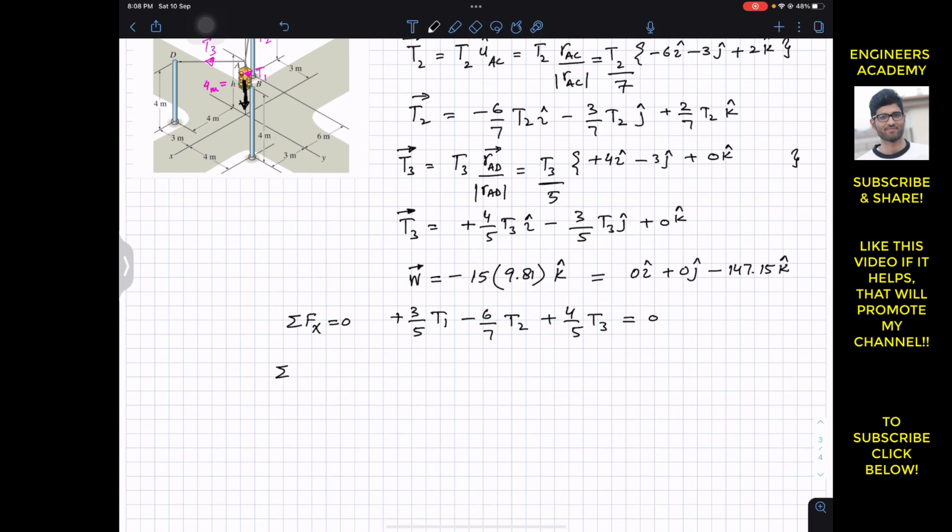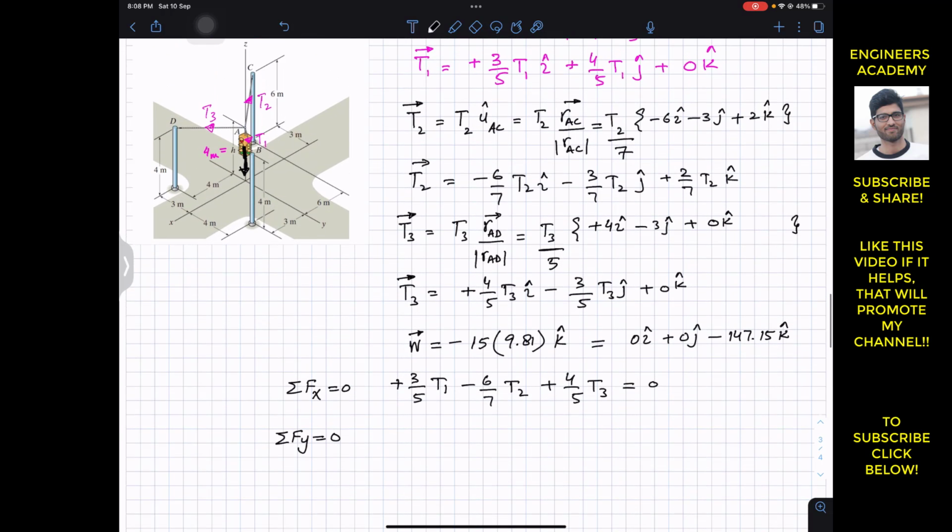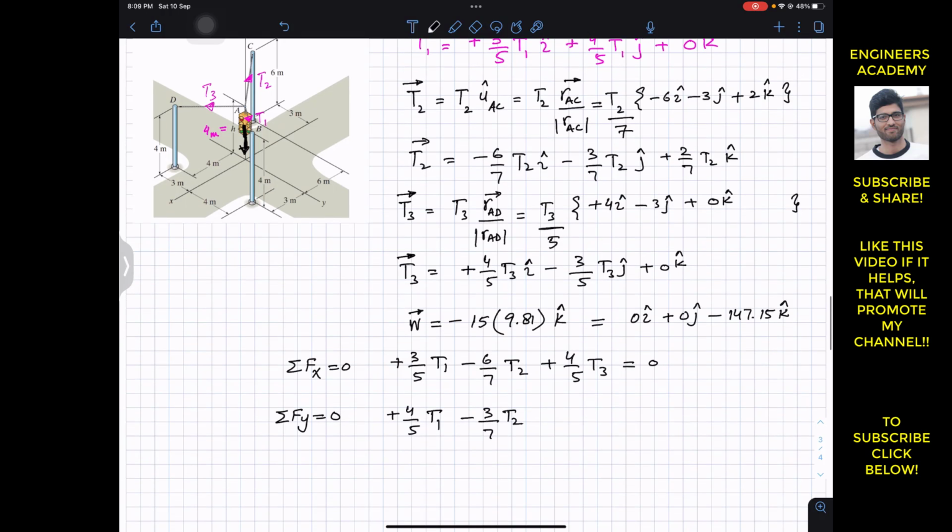Similarly, we have to apply the summation of forces along y equals 0. So now we have to add up all the j components. So the j component of T1 is plus 4 divided by 5 T1, the j component of T2 is minus 3 divided by 7 T2, and the j component of T3 is minus 3 divided by 5 T3. So this will be equal to 0.